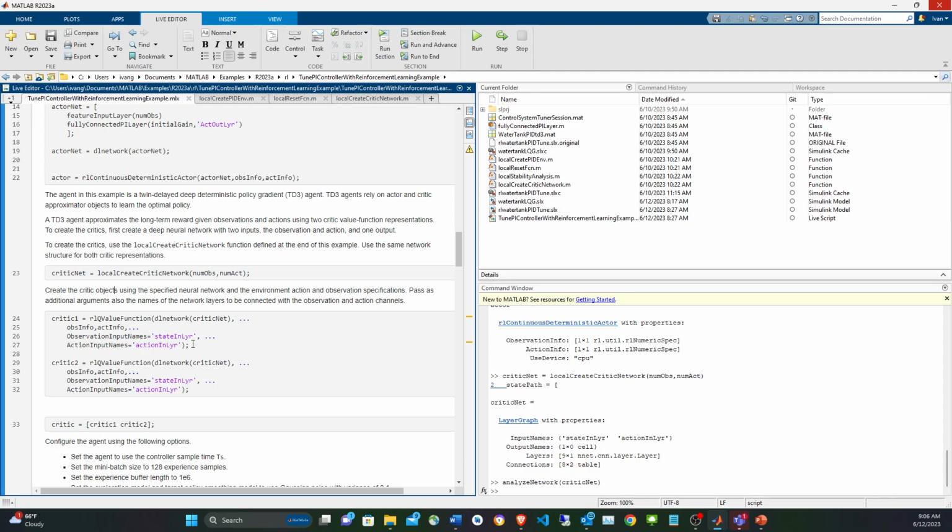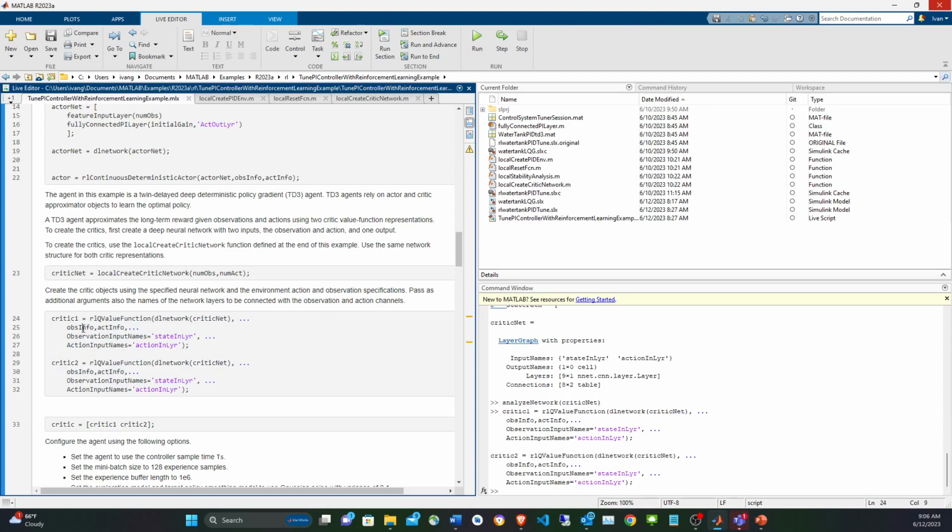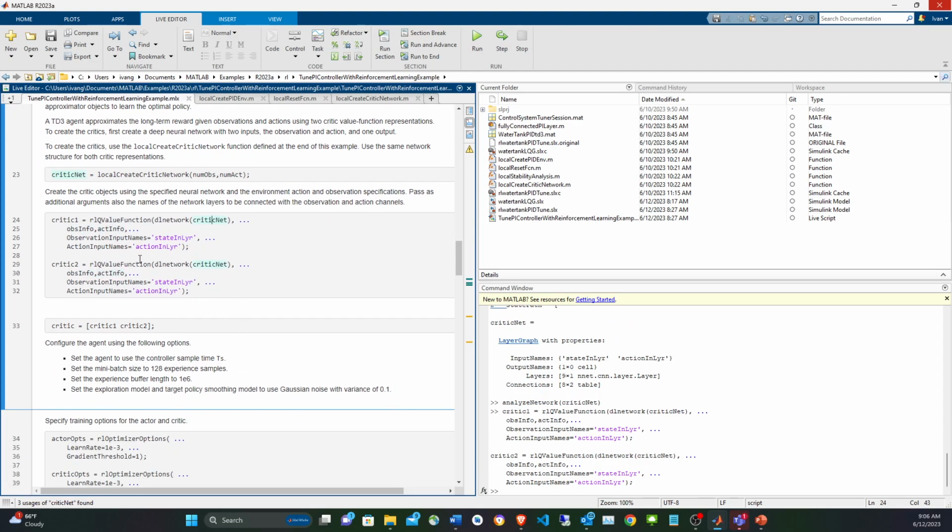Okay, so now we are going to create a twin delay. That's one of the features of the TD3. We're going to create two critics. In this case, they have the same architecture, but they could be different architectures. We have to specify the observation, action, and network, and the inputs of the network when we create the critics. That's it. So we have the critics.